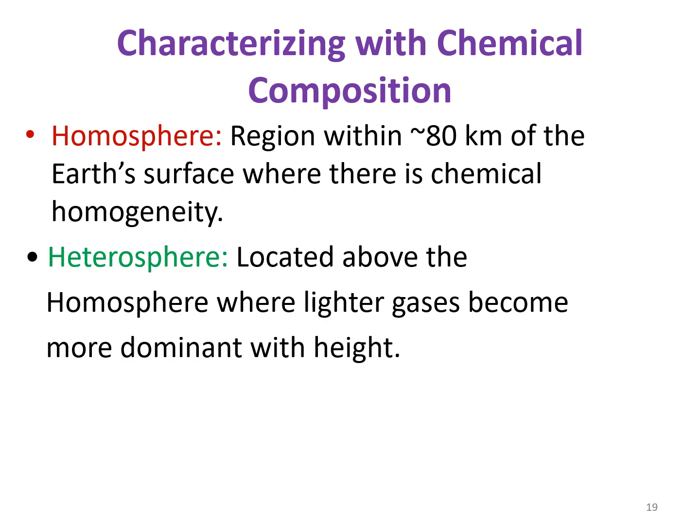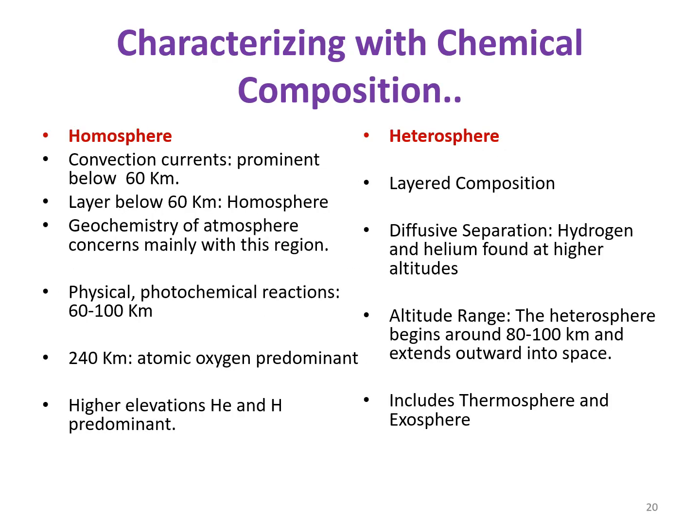Homosphere includes the troposphere, stratosphere, and mesosphere. Convection currents are prominent below 60 kilometers, and the layer below 60 kilometers is the homosphere. The geochemistry of the atmosphere concerns mainly this region, and physical and photochemical reactions take place at around 60 to 100 kilometers. At 240 kilometers atomic oxygen is predominant, and at higher elevations helium and hydrogen are predominant.